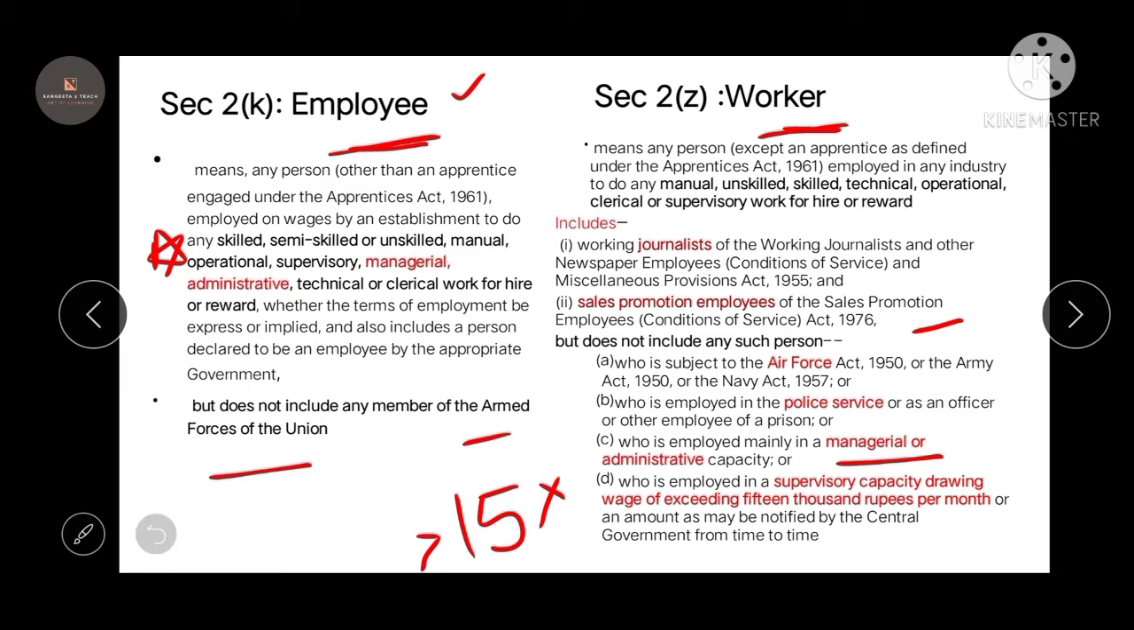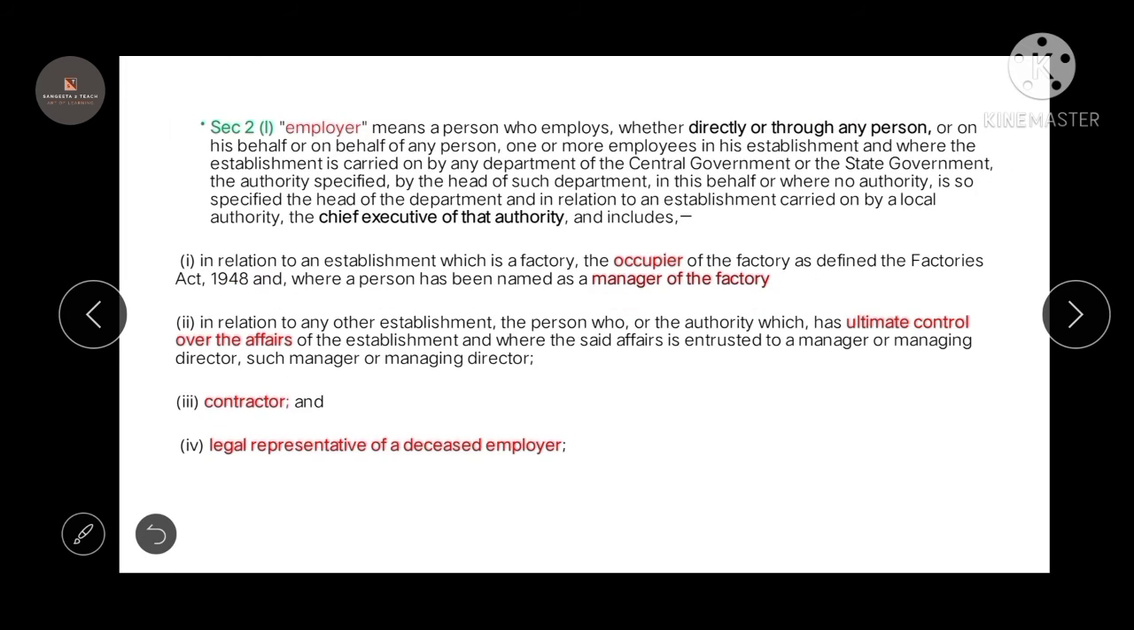So now you understand who is a worker and who is an employee. The major difference that you have to remember is that managerial and administrative fall under the word employee, whereas workers do not involve the Air Force, police service, managerial or administrative work, or a person earning more than 15,000 under the supervisory capacity, right? And they also include journalists and sales promotion employees. This is the major difference between an employee and a worker.